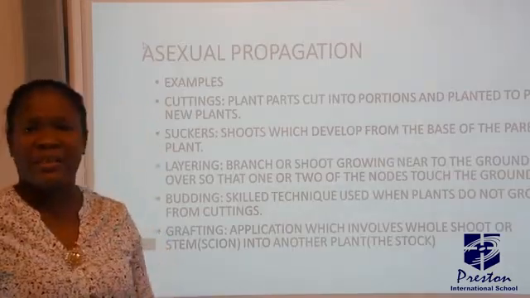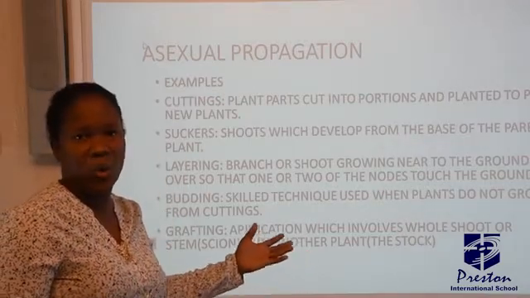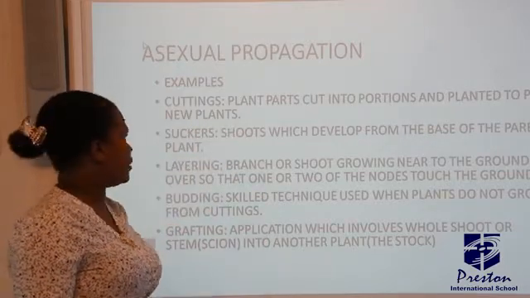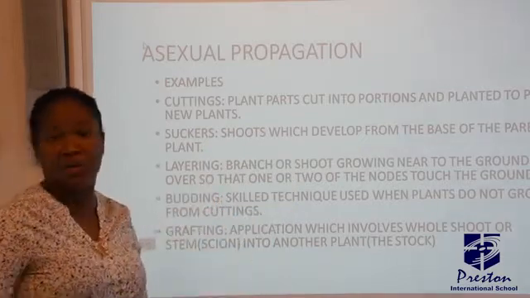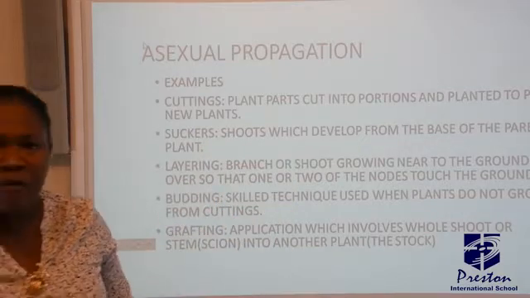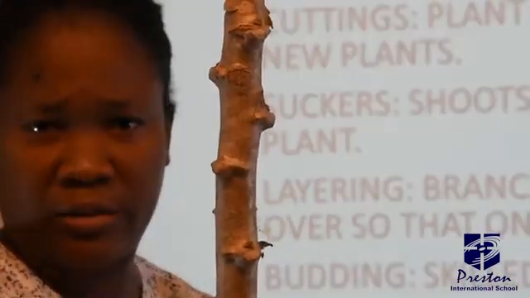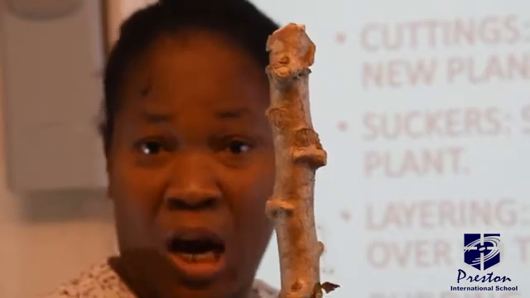Now, let's look at asexual propagation, the examples. Parts that we can plant. For example, we have cuttings. Now, plants cut into portions and planted to produce new plants. For example, here, I have cassava stem cutting. Now, this is an example of cutting under asexual propagation. We don't have cassava seed, but we have cassava stem cutting.